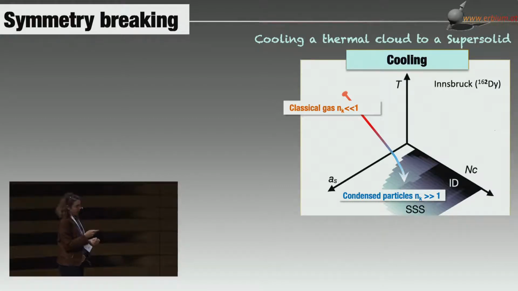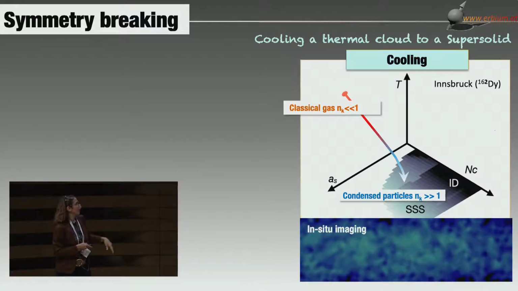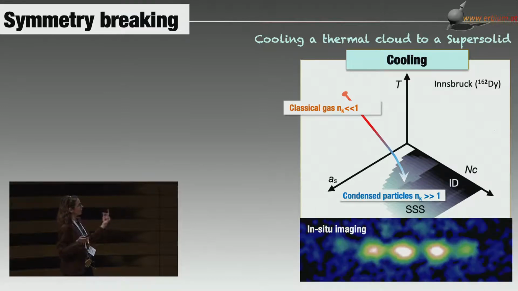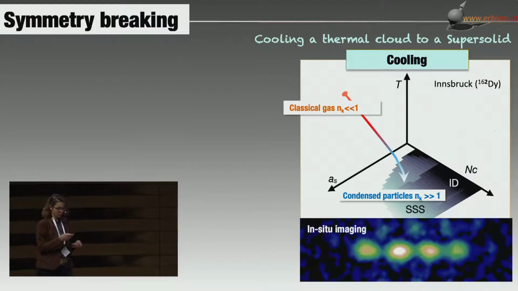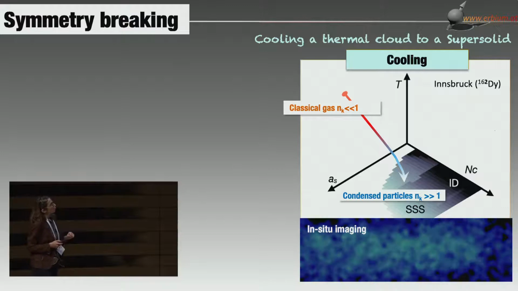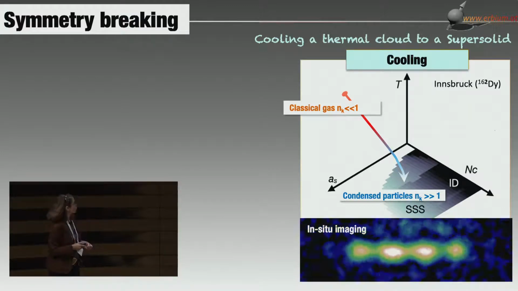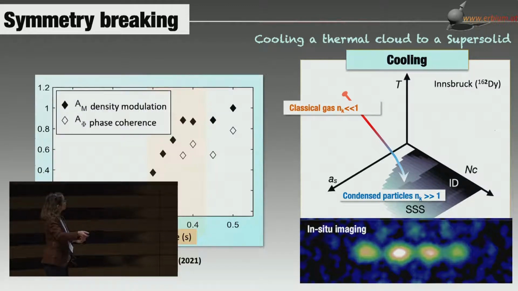And so by cooling down, you can see now what was one of the early experiments for a thermal gas: from phase contrast imaging, you get this modulation. As I told you, we have observables for phase coherence and modulation. And what we observed is that the density modulation seems to appear before the phase locking. So it seems that from a thermal gas you go to a crystal, and then you go to a phase coherent supersolid.